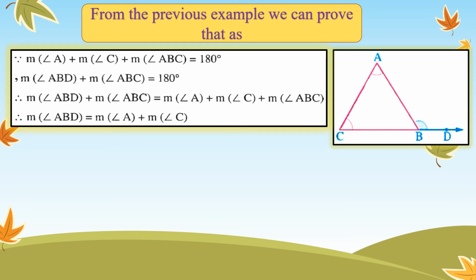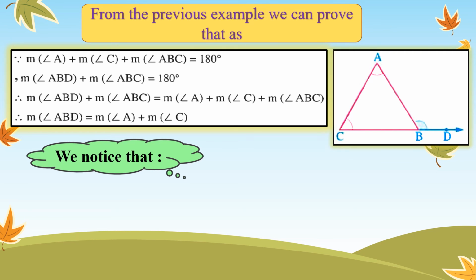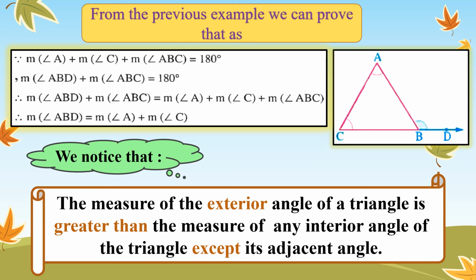If you want to use this in an example, we know that the measure of the exterior angle of a triangle is greater than the measure of any interior angle of the triangle except its adjacent angle. Again, this is an important note. The measure of the exterior angle of a triangle is greater than the measure of any interior angle of the triangle except its adjacent angle.